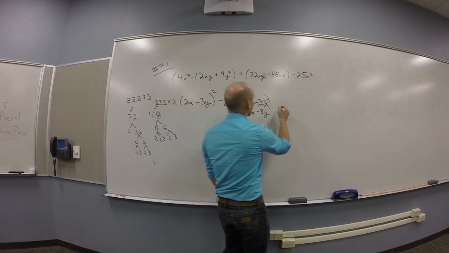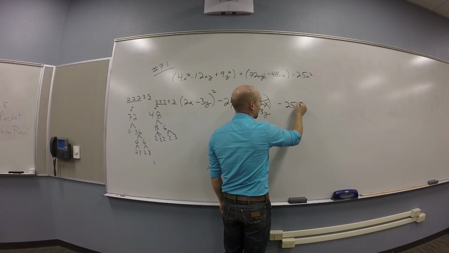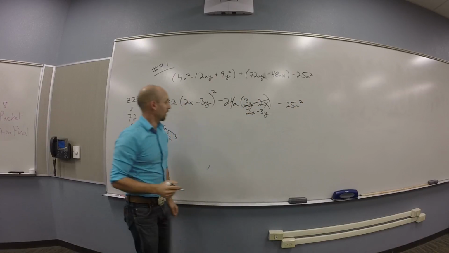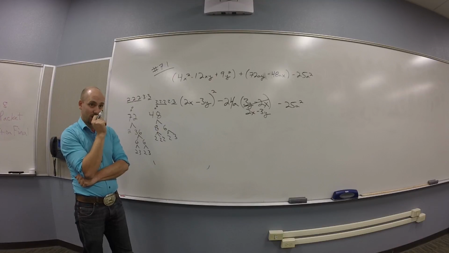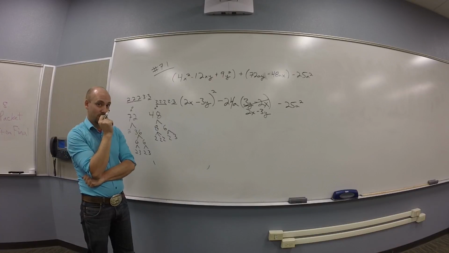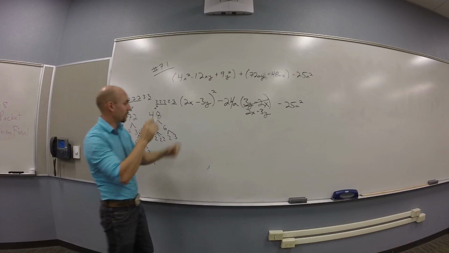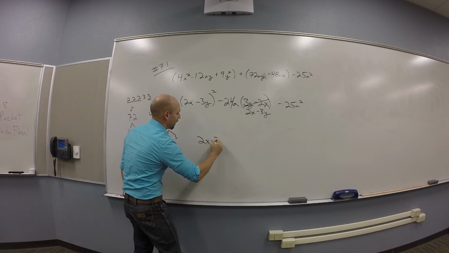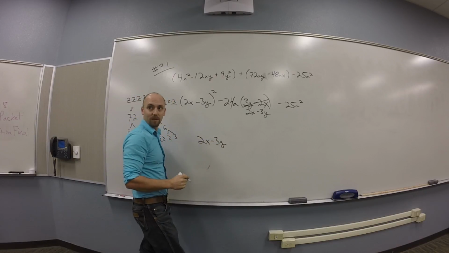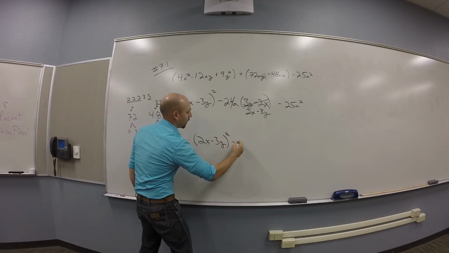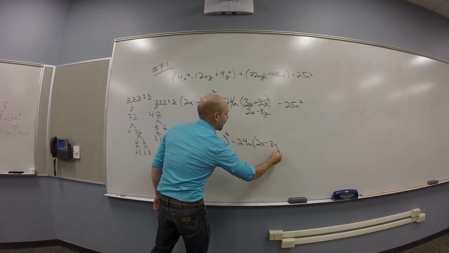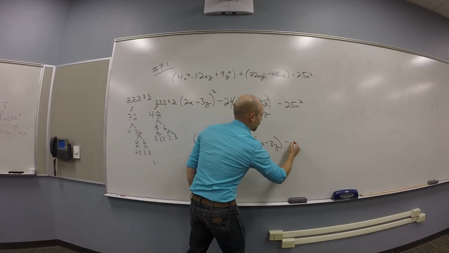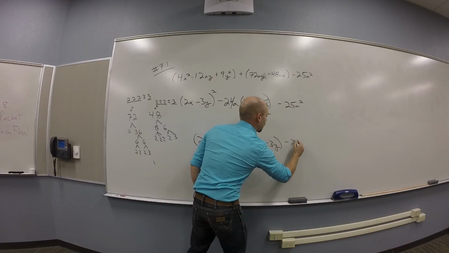Okay, and then at the end here, I got a minus 25a squared. Let me rewrite. I think I got a 2x minus 3y, squared, minus 24a times 2x minus 3y, minus 25a squared.